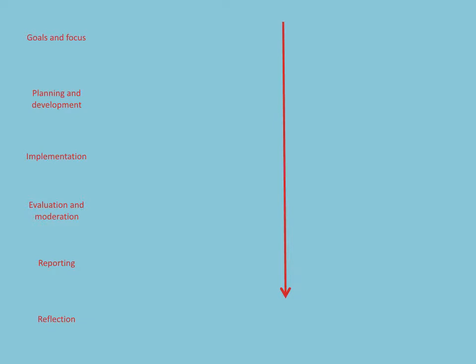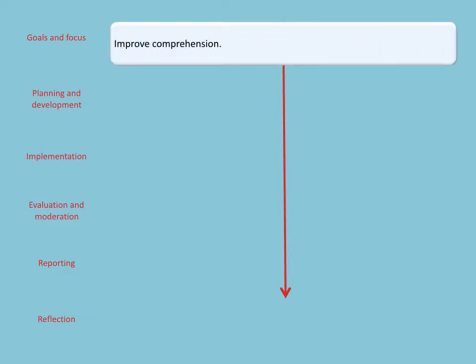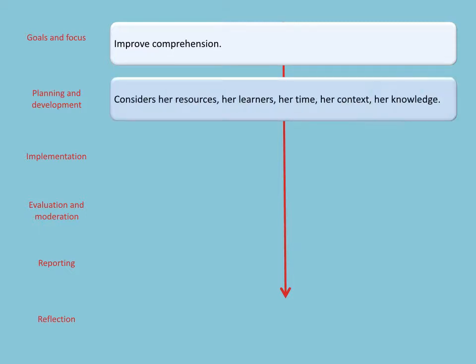This particular teacher, the literacy is filtered through that we want to improve literacy from a school level right down and out into the classroom. So this particular teacher said she is going to improve comprehension in the classroom. That is her plan, or that is her goal. Her planning, she looks at her resources, her learners, her time available, which is often a big thing with the curriculum, her context, and her knowledge.